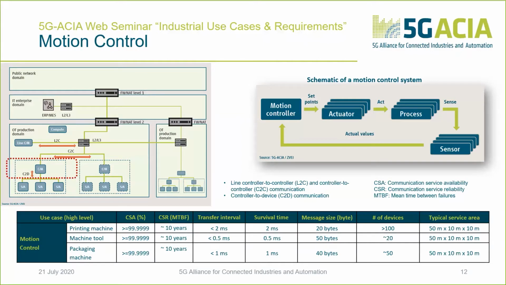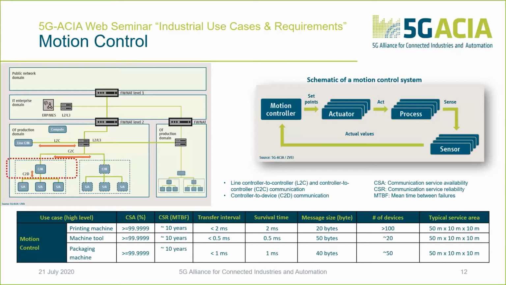The left figure shows the typical industrial communication topology used in the current plant setup, which has 3 major domains: the public network domain, the enterprise domain, and the multiple OT production domains. As shown in the figure on the right side, it is a closed loop control mechanism in which the motion controller periodically sends the target set points to the devices that take the actions. Here in the figure is an actuator that performs a certain action, like moving or rotating a specific component on the machine.